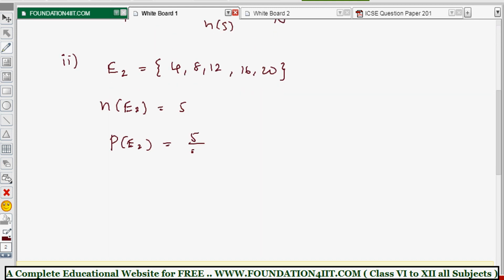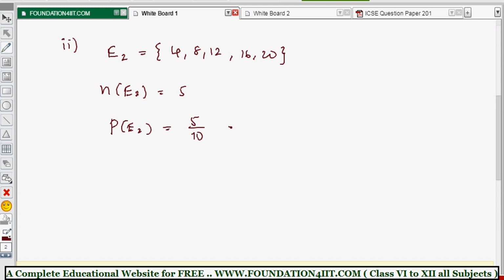n of E2 by n of S, this is 5 by 10. You simplify: 5 ones are 5, 5 twos are 10, so it cancels. So it is 1 by 2.